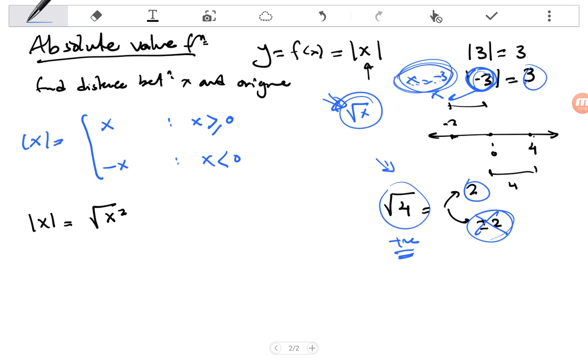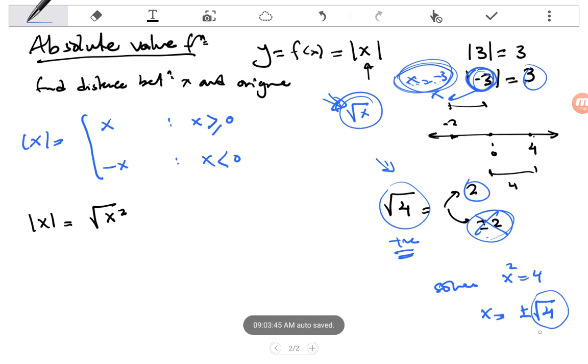I cannot say the output will be plus or -2. But when would we say plus or -2? If I was solving an equation, if I told you solve the equation x² is equal to 4, in this case x will be plus or minus √4. Remember that this has only a positive value, which will be 2. So in this case, the solutions of the equation will have two values, a positive value and a negative value, but the square root itself has only one value.